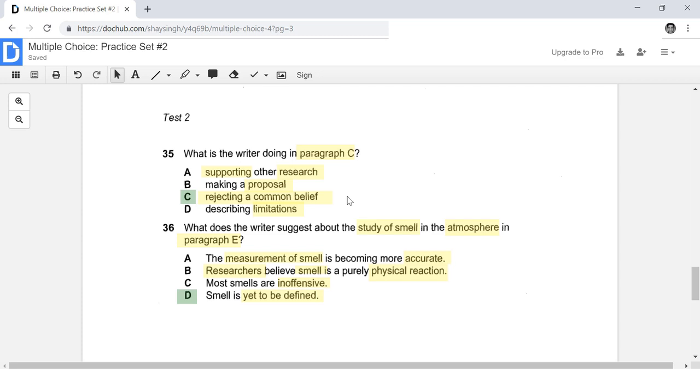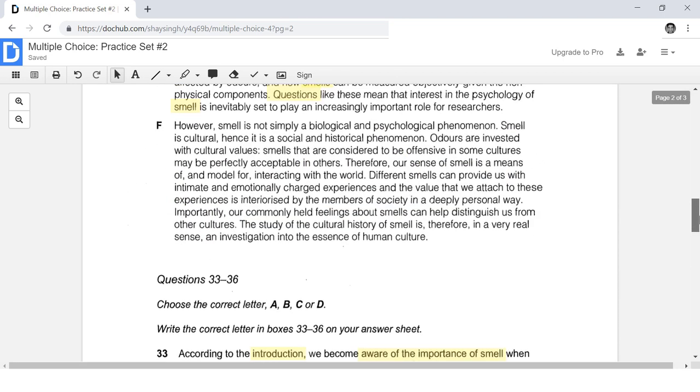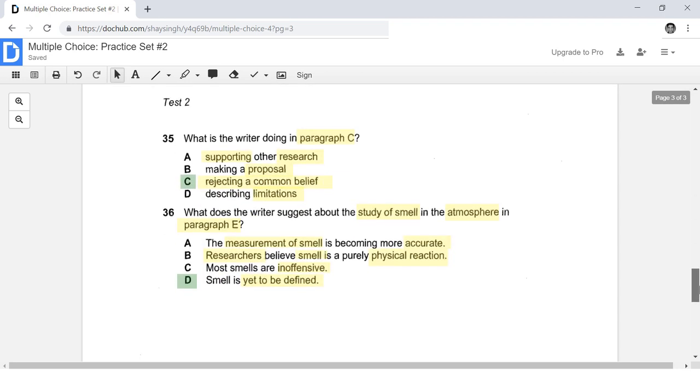So those are our answers for this question set. We are now done with practice set number 2. I hope that you now have a good understanding of how to answer this question type, the multiple choice question type. In the next video, I'll be talking about the next type of question that you might see on your reading test.